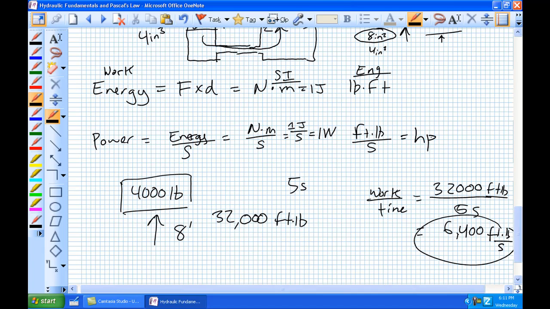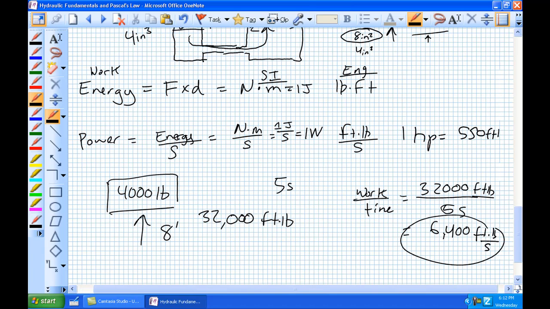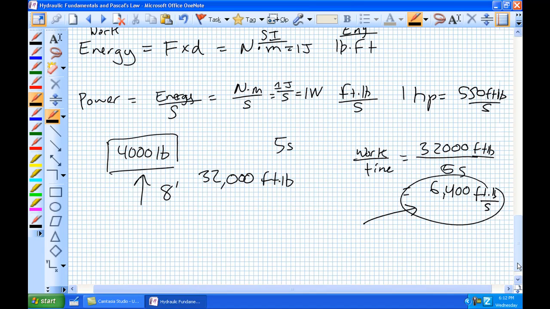And that's a horsepower. They're not equal, by the way. 1 horsepower is equal to 550 foot-pounds per second. So I want to convert my power for that system into horsepower. Again, this is our unit conversion trick. 6,400 foot-pounds per second, and I want to convert it to horsepower.